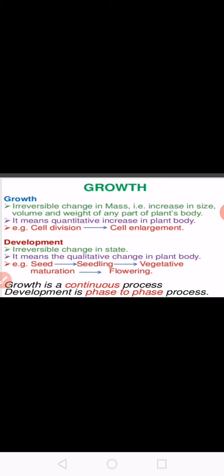So what do you mean by growth and development? Growth means an irreversible or permanent change in the mass, that means an increase in the size, volume and weight of any part of the plant body. Development means the series of changes that occur during the growth. So growth means the permanent changes, whereas development means the series of changes that take place during the growth.